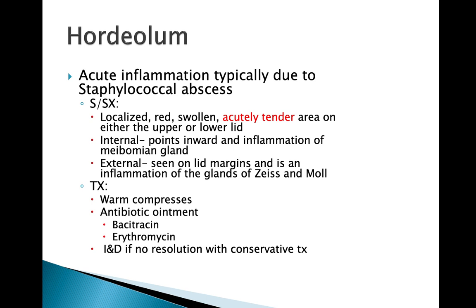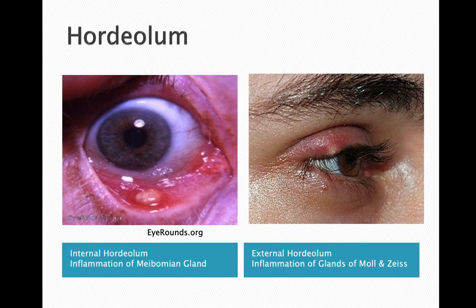And if the warm compresses don't take care of the hordeolum, you can add an antibiotic ointment, bacitracin or erythromycin, and incision and drainage if there's no resolution with conservative treatment. So cut it open, drain out the infection. If someone has blepharitis, the blepharitis can go on and cause hordeolum. So it's important to treat the blepharitis so that you don't have an acute inflammation of these glands.